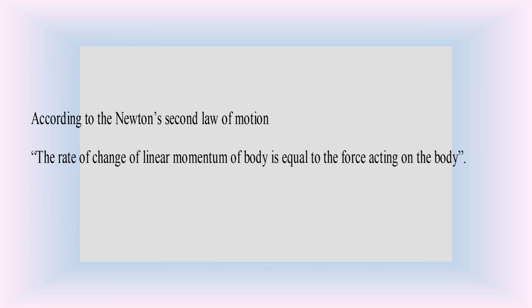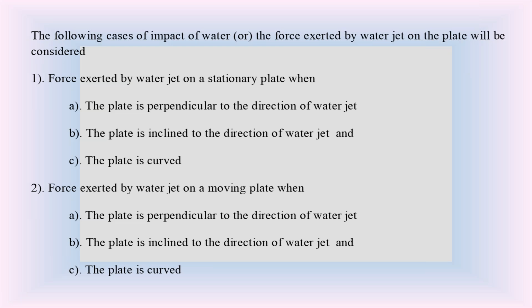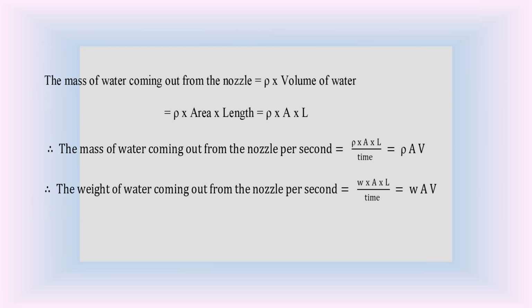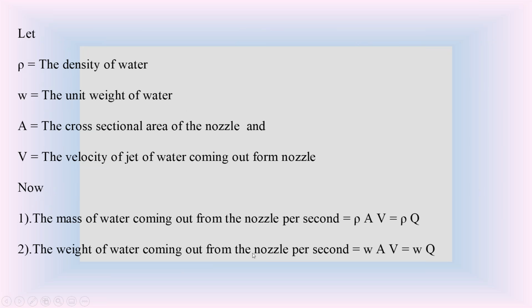Last class I discussed with you that when the water is coming out from the nozzle, the mass of water coming out from the nozzle per second is equal to rho A V. This is the equation for the mass of water coming out from the nozzle per second.